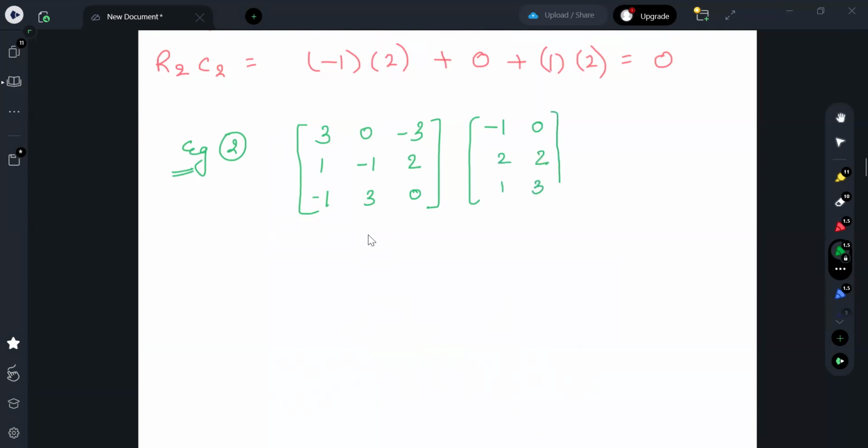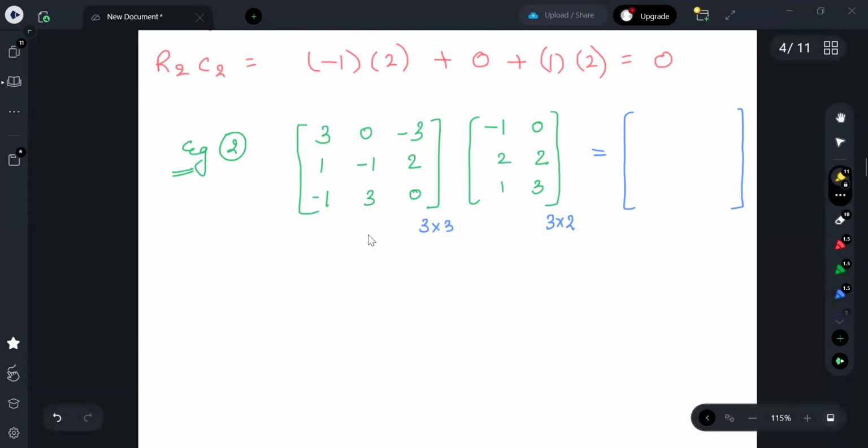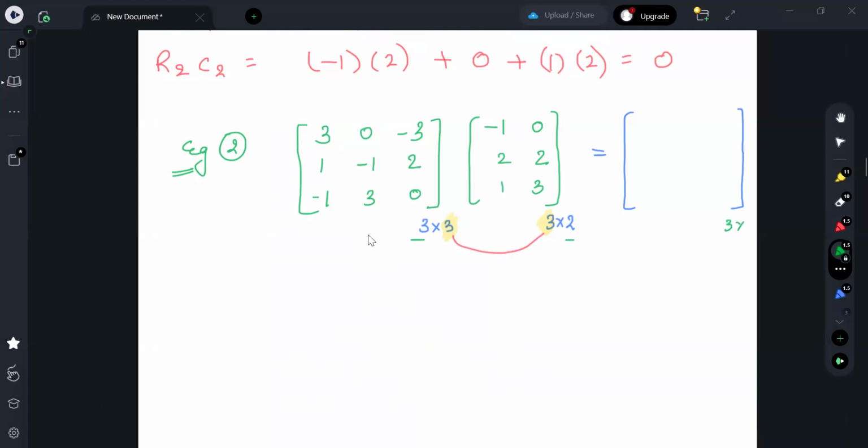It doesn't matter really. So first question you ask yourself, can I multiply these two matrices? If yes, what's going to be the resultant order? Ask yourself that question. You can only perform matrix multiplication if the number of columns and the number of rows match here. And they do. So the resultant order would be 3 by 2. And what is the strategy?